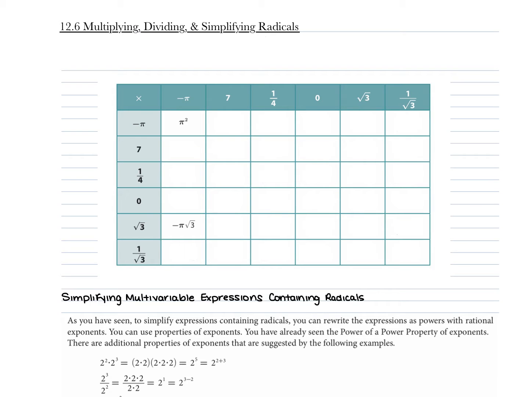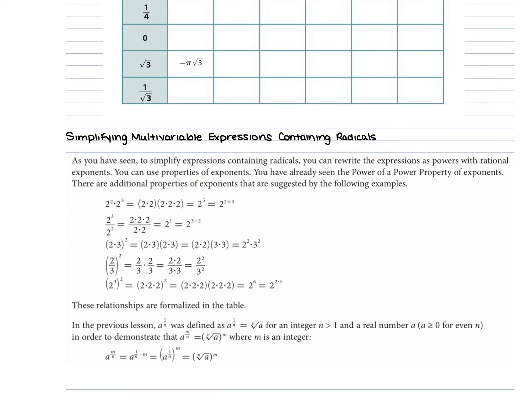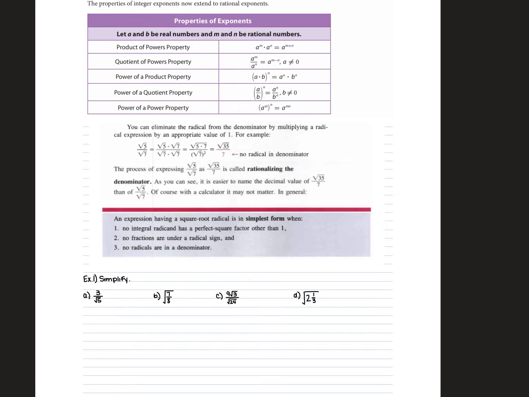12.6 goes over multiplying, dividing, and simplifying radicals. The first thing that we are going to look at is simplifying expressions that contain radicals and making sure that we rationalize the denominator that's given to us.